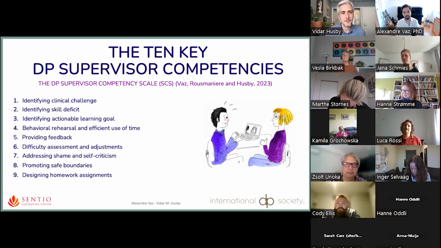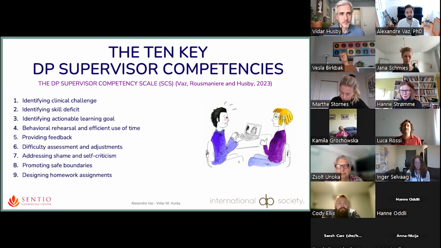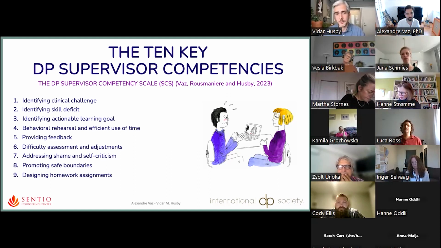So what we also find is that if we do the first steps that we saw, like the clinical challenge, skill deficit, and learning goal really clearly, and also manage to have a decent proportion of behavioral rehearsal within the supervision session, it's much easier to convert this to homework. It gets done, and the supervisee knows what to start doing when he starts practicing by himself.